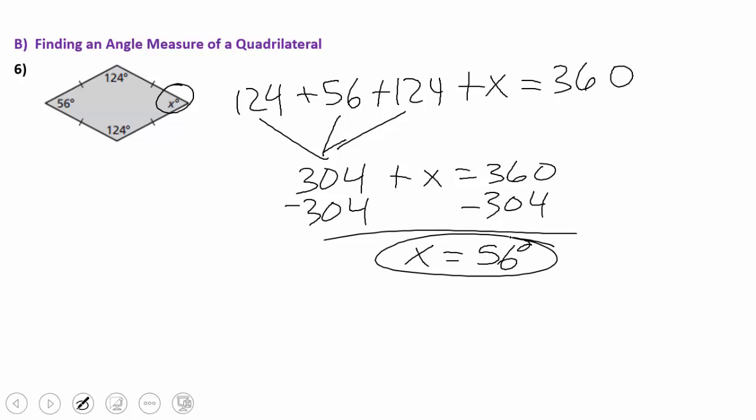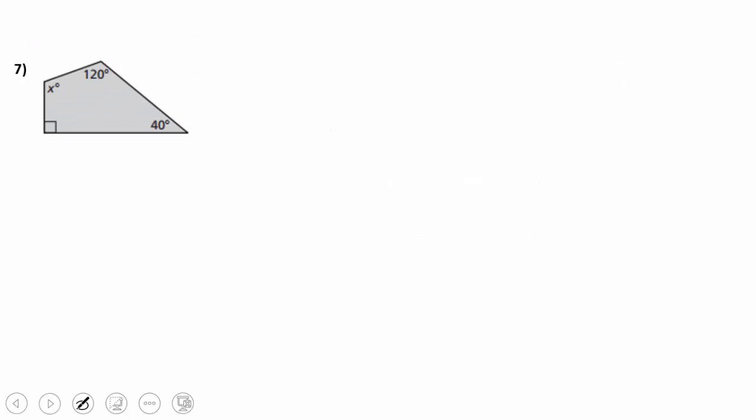Now, ladies and gentlemen, that should make sense, because in a rhombus, like any other figure, if they have these congruent sides, the opposite angles are going to be equivalent. So if this one's 56, then x has to be 56 degrees. Very good. Moving on to our next one.